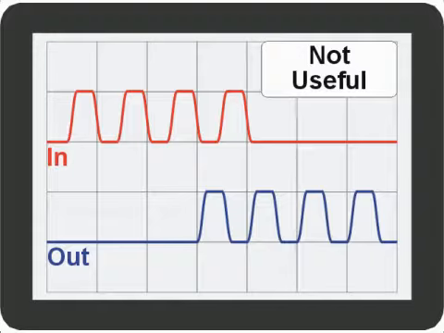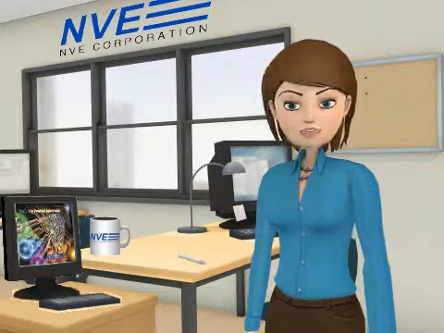For example, one competitor's data sheet requires 0 rise and fall time and exactly 50% duty cycle. Obviously unrealistic.